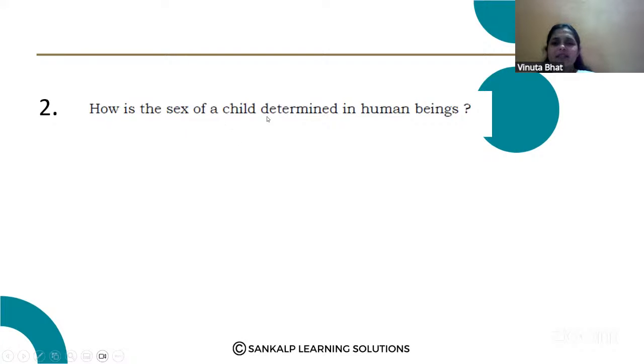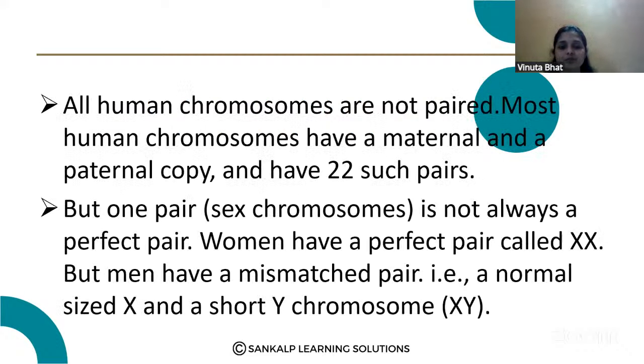Next question. How is the sex of the child determined in human beings? That is also one of the important questions. Here, all human chromosomes are not paired. Most human chromosomes have maternal and paternal copy and have 22 such pairs. But one pair is not always a perfect pair. Women have a perfect pair, XX chromosomes, but men have a mismatched pair, that is X with the Y, that is the short chromosome.